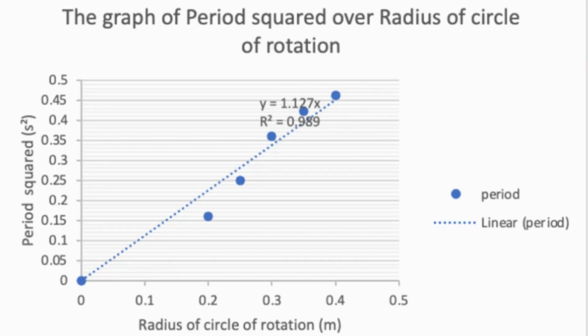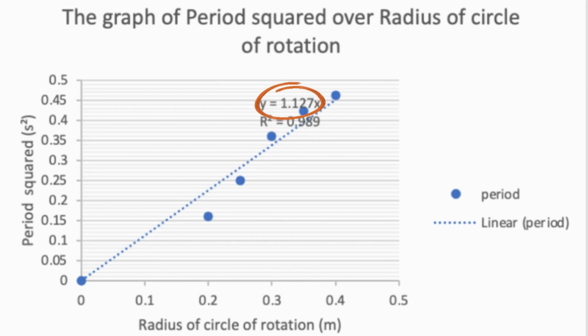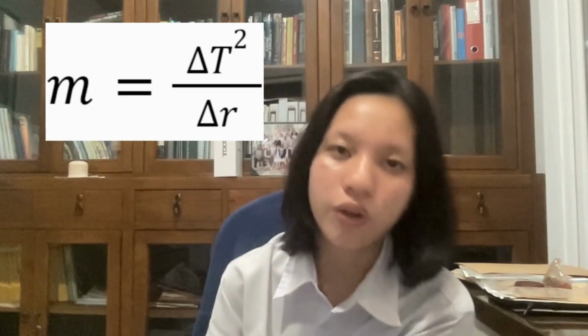This data is then graphically represented using a scatter diagram in which the independent variable is plotted on the x-axis, which is the radius of the circle, whereas the y-axis, which is the dependent variable, is the period squared. The graph should demonstrate a positive correlation, illustrating that as the radius increases, the period should increase along with it. The best fit line shown on the graph shows the gradient, which is the change in y-axis divided by the change in x-axis. The gradient of the best fit line is 1.127, which is equal to the change in period squared divided by the change in radius of circle of rotation.